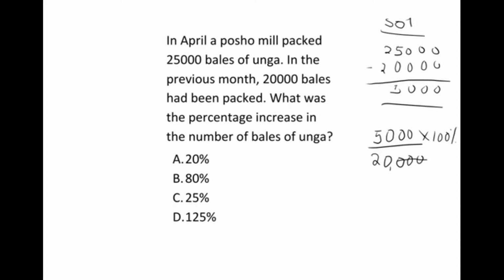These 3 zeros will cancel by these 3 zeros there. Then we can simplify further by 20. 100 divided by 20 is 5. 5 times 5, 25%. Therefore, the percentage increase is 25%. Our correct choice now will be C, which is 25%.